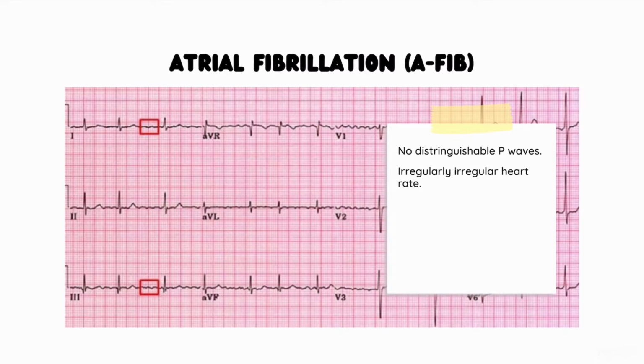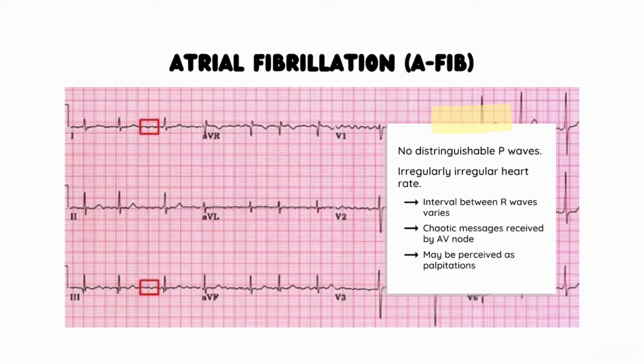Moreover, the rhythm in AFib is irregularly irregular, which means the interval between consecutive R waves varies. This is a result of the chaotic messages received by the AV node from the atria. This is often perceived as palpitations by patients, but many people can be completely unaware that they are experiencing AFib.